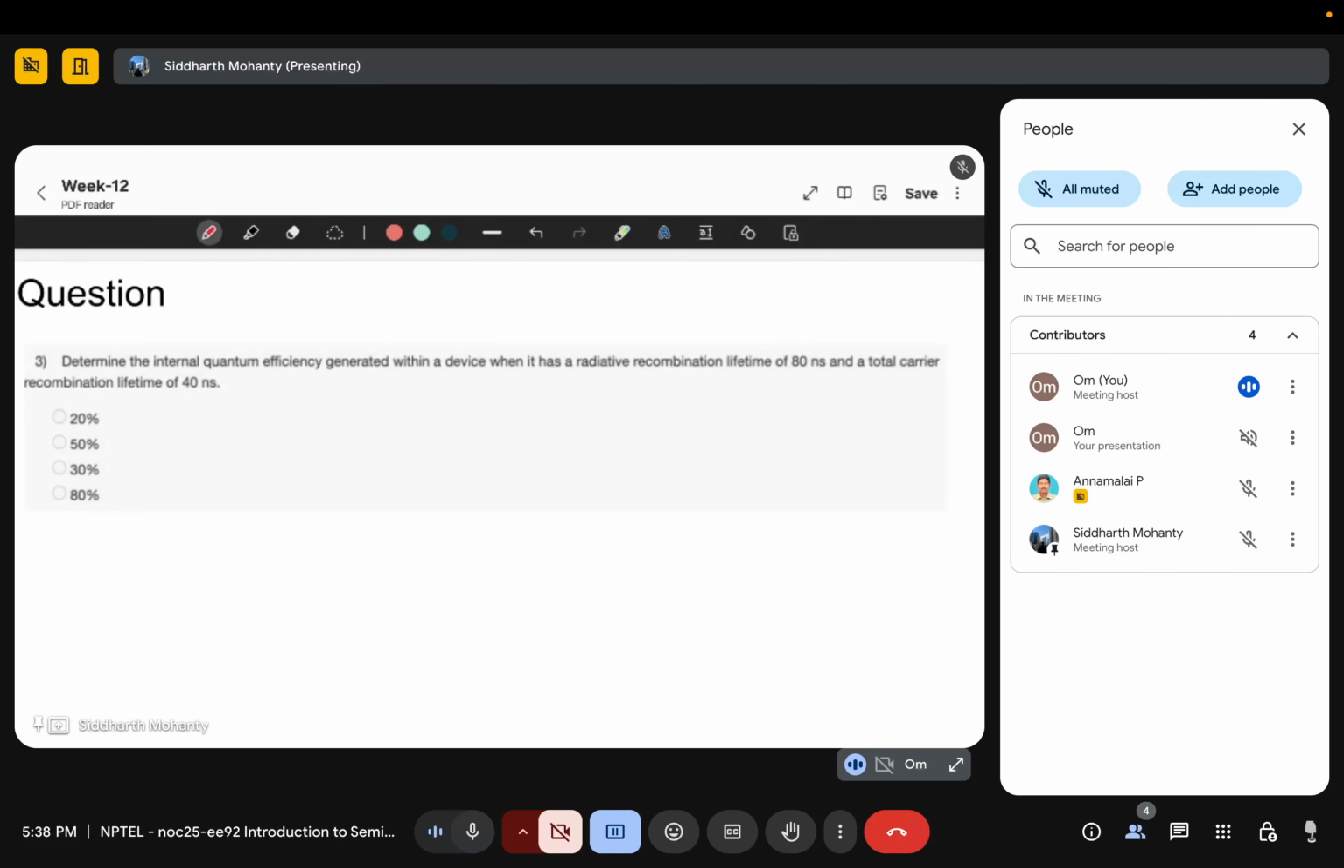Okay, so let's see this. I hope you have solved it already. It's a very simple question. So we just saw that quantum efficiency is RR upon R.